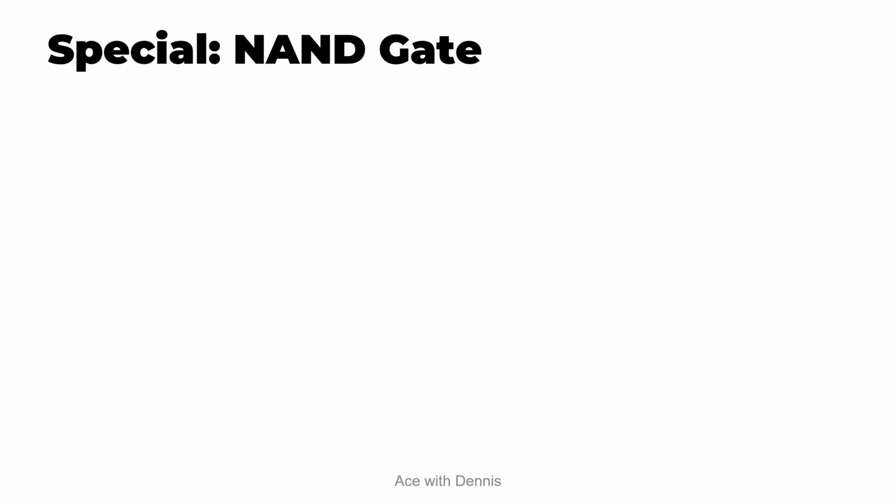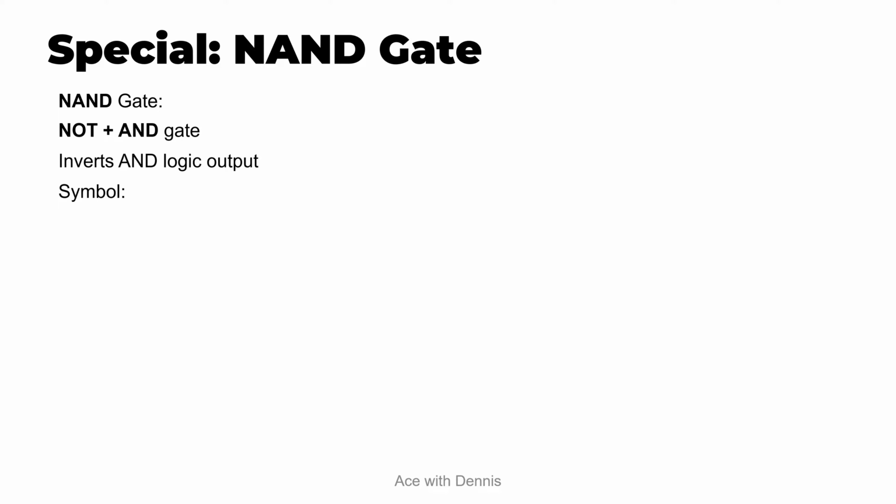Next, we want to learn 2 special gates. The first one is the NAND gate. The NAND gate is actually a combination of NOT and AND gates. It inverts AND logic outputs. Here is the symbol for NAND gates, an AND gate with a circle in front, with input A, input B, and an output. The circle or the bubble means NOT.